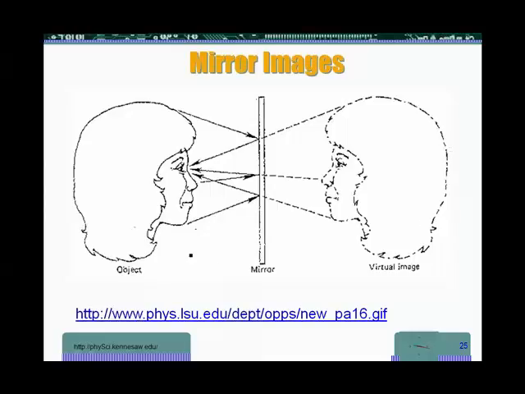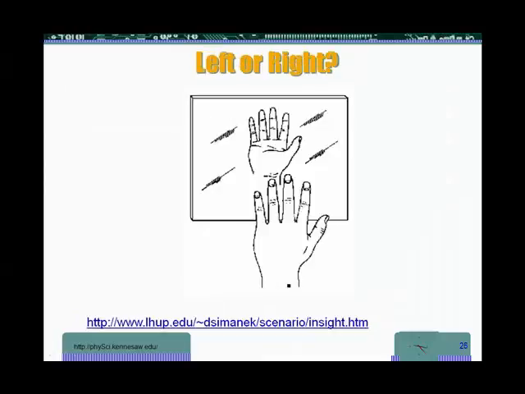The image is exactly identical to the object, exactly the same distance away. Now, one important thing: finger here, where's its image? Exactly across from the mirror at the same distance. This finger, same thing. What about the top of the fingers? Top here, just at exactly the same position away from the mirror as these are.